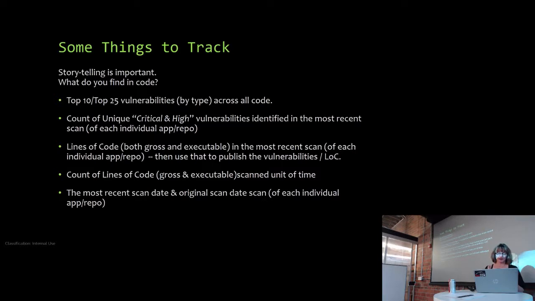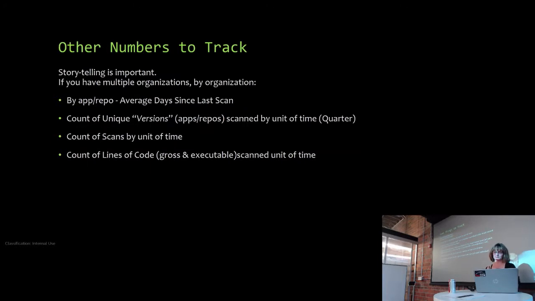A couple other things: count of lines of code, maybe most recent scan date, and original scan date of each individual app or repo, depending on how you set it up. Other numbers to track: at Principal, we have multiple organizations, and each one of those organizations is very interested in the data for their particular organization. So some things we do are, by application or repo, the average number of days since the last time they scanned the code. That's good to know from a maturity perspective. Count of unique versions, apps and repos scanned by unit of time, maybe over a quarter. Count of scans by unit of time or lines of code.